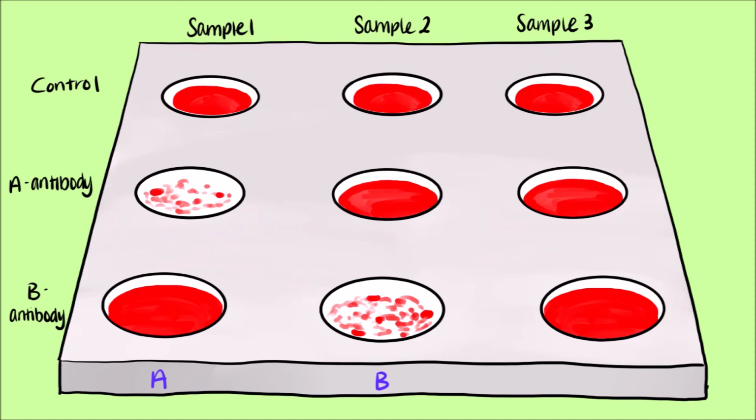However, sample 3 didn't have any clotting reactions here. So that means that neither the A nor B antibodies detected any A or B antigens on the red blood cells in sample 3, making it blood type O. Do you see any problems with this test?